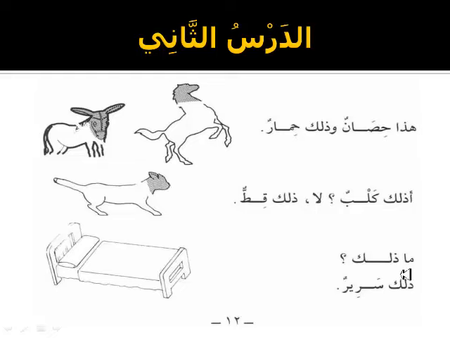What is that? Now, like in English, if we ask something far away, the answer should use the same particle or the same noun in the sentence. So if we say, what is that? Then we should say, that is a bed. So, ma dhalika, dhalika sarirun. Sarir means bed. Let's go to the next one.